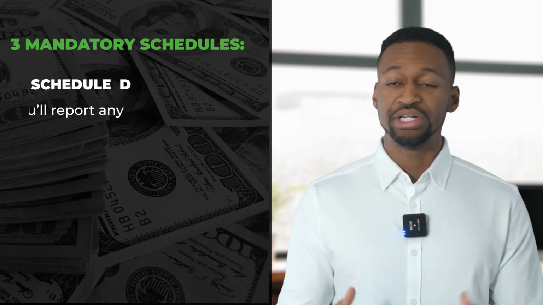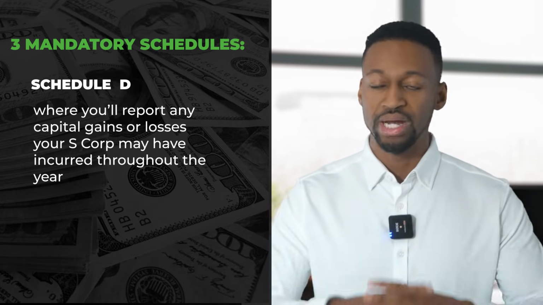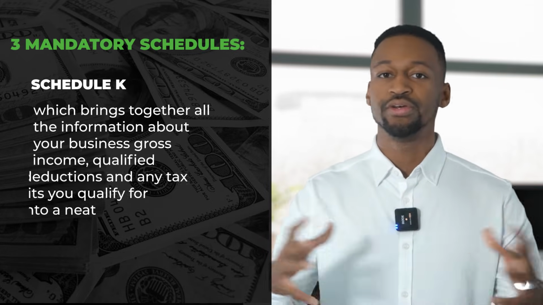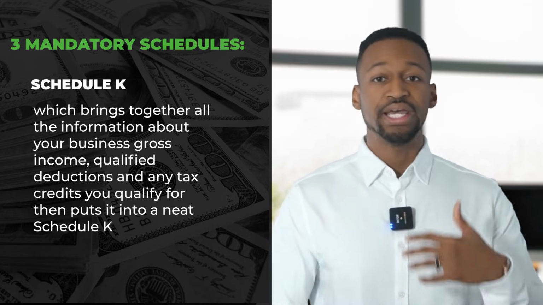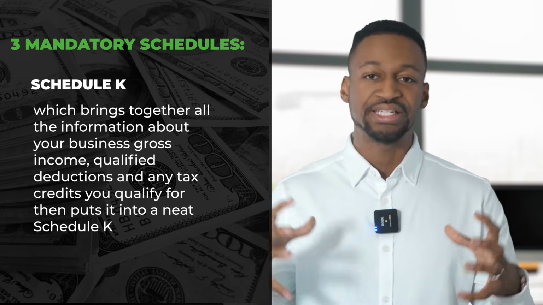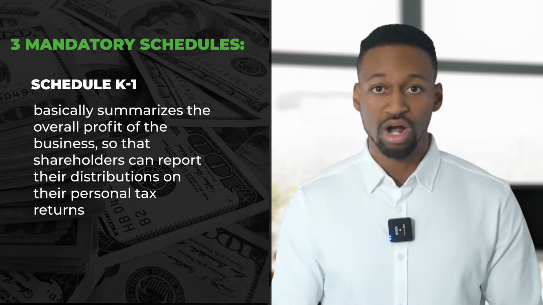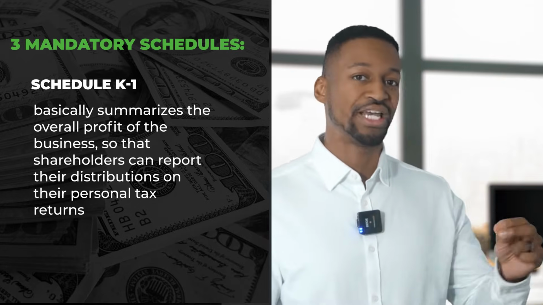This is where you report any capital gains or losses your S-Corp may have incurred throughout the tax year. And finally, you have Schedule K, which brings together all the information about your business, the gross income, the qualified deductions, any tax credits you qualify for, and then puts it all into a neat Schedule K. Schedule K1 basically summarizes the overall business profits so that shareholders can report their distributions on their personal tax returns.